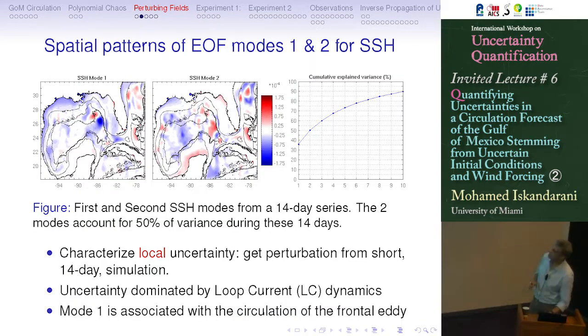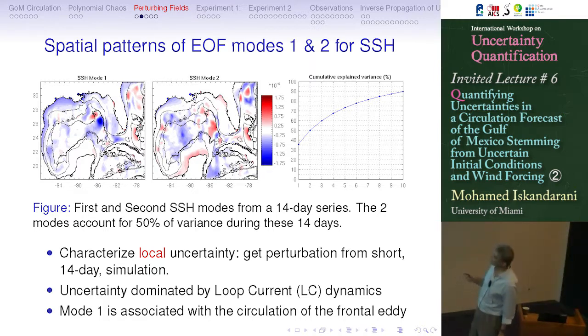And so let's examine these modes a little bit. What you're looking at are the spatial patterns of the first and second mode in the sea surface height. And so what you're looking at here is essentially strengthening of the frontal eddy that is working on detaching the loop current, or weakening it. The biggest signatures are in the loop current regions. The first mode accounts for about 35% of the variance. When you add the second mode, it's about 50% of the variance.